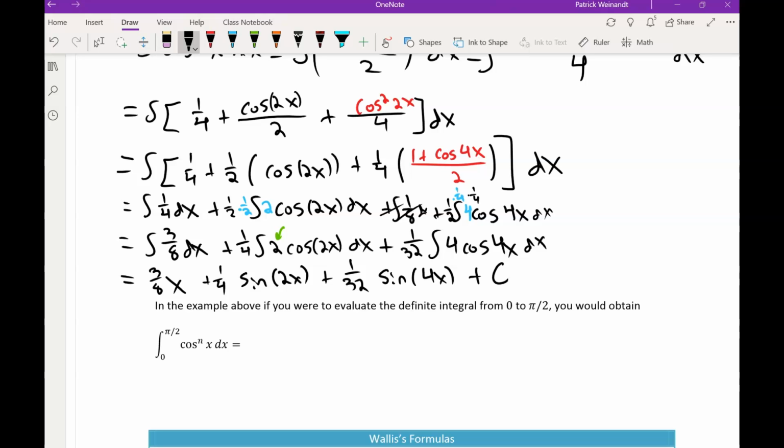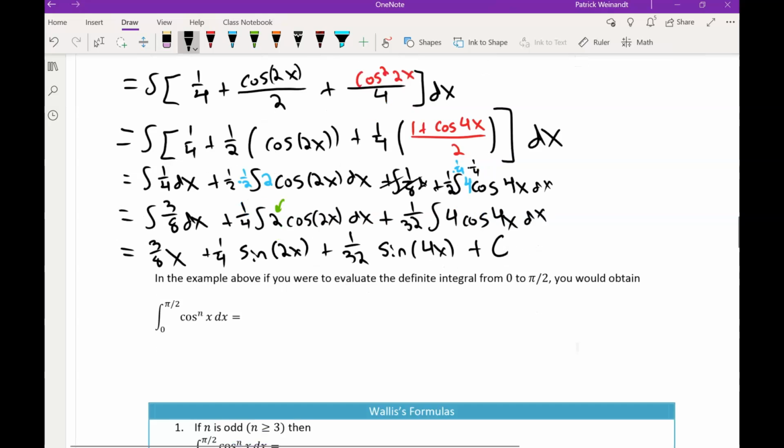If you want to write these fractions and just put everything in the numerator, that's fine, but this is also perfectly acceptable. So this is what you kind of want to do if you have powers of cosine and sine that are even and non-negative. You want to rewrite them using those half-angle identities.